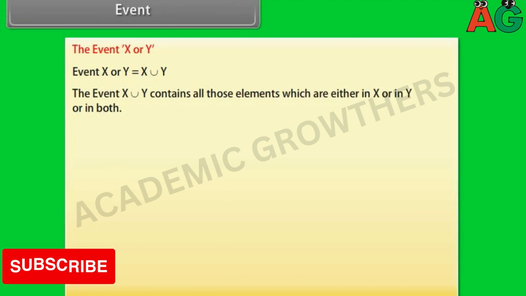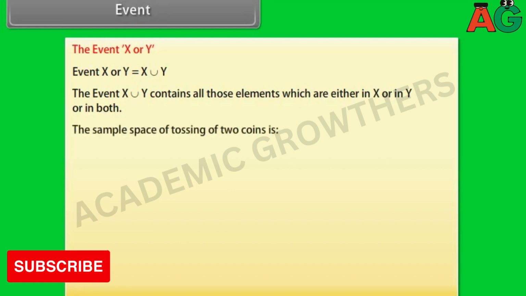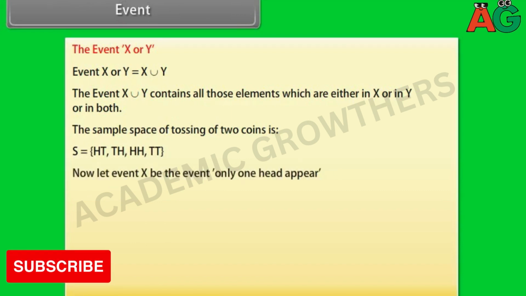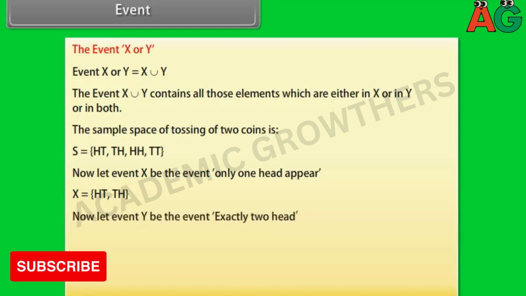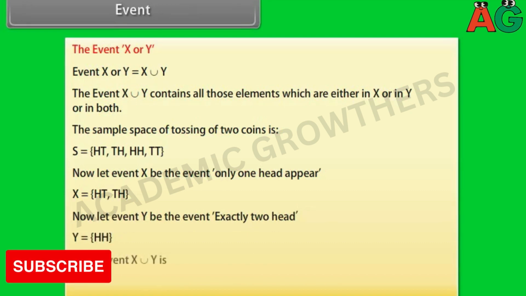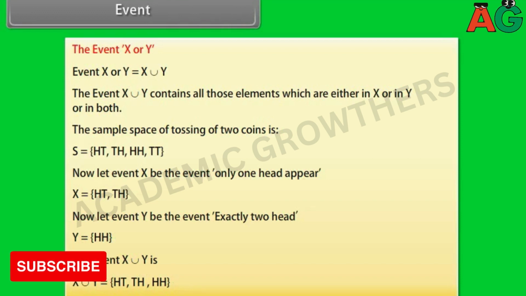To understand it, let's take an example. The sample space of tossing of 2 coins is S is equal to {HT, TH, HH, TT}. Now let event X be the event only one head appears. X is equal to {HT, TH}. Now let event Y be the event exactly 2 heads. Y is equal to {HH}. The event X union Y is equal to {HT, TH, HH}.